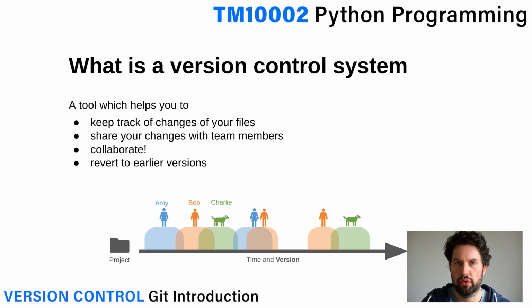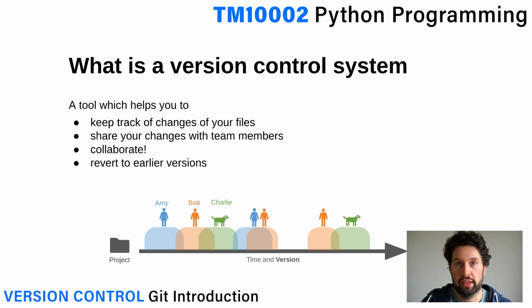So what is a version control system? A version control system is basically a tool that can help you keep track of changes of your files, and also a means of sharing your changes with your team members. You can collaborate on it. So there are multiple tools or constructions that you can use, how you can collaborate in an efficient way. We come back to that later in the lectures.